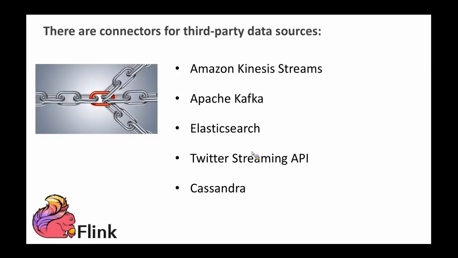In addition to that kind of architectural robustness and the focus on those stream processing challenges, Flink also comes with a bunch of new connectors that allow you to place it downstream of a variety of streaming transports, things like Amazon Kinesis streams, Apache Kafka, Elasticsearch, the Twitter Firehose, and even a database like Cassandra.